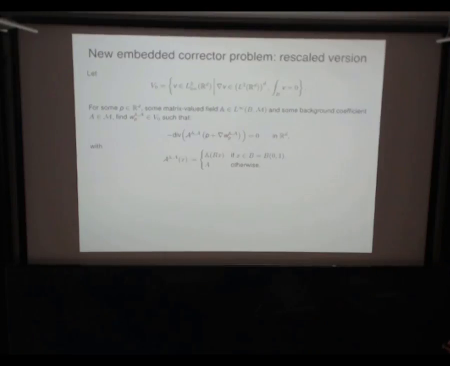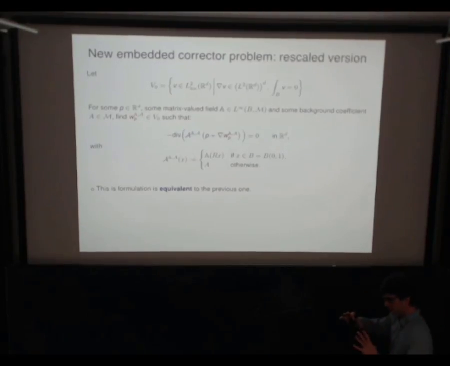So let us assume the correct functional space. So for some direction p, for some a, that is some random field or deterministic field in this case, given, and some background coefficient A, we find the corrector that solves this PDE, where now this A inside the unit ball is the original A scaled by R times x, and otherwise A. Okay, so we have this rescaled version which is equivalent to the previous one, but we're now fixing the sphere to be the unit ball and making the medium smaller.